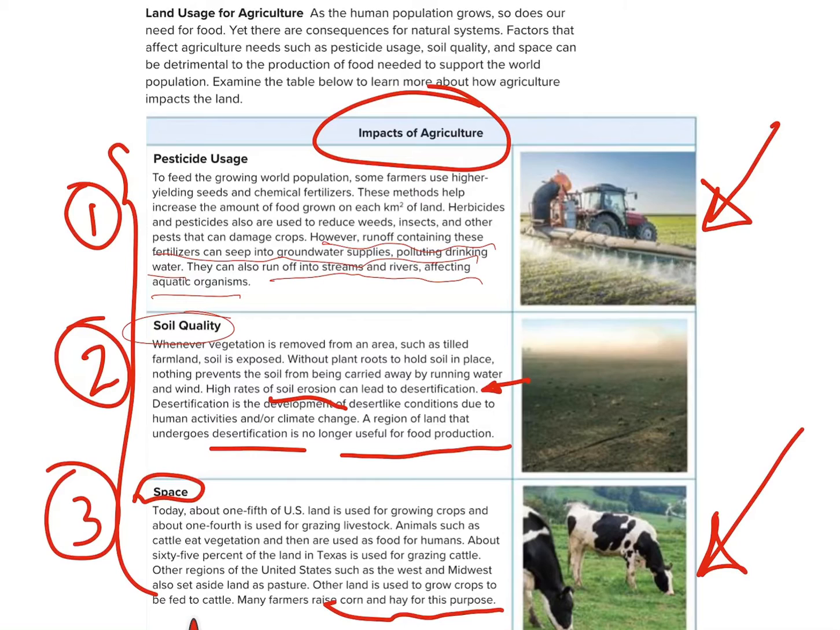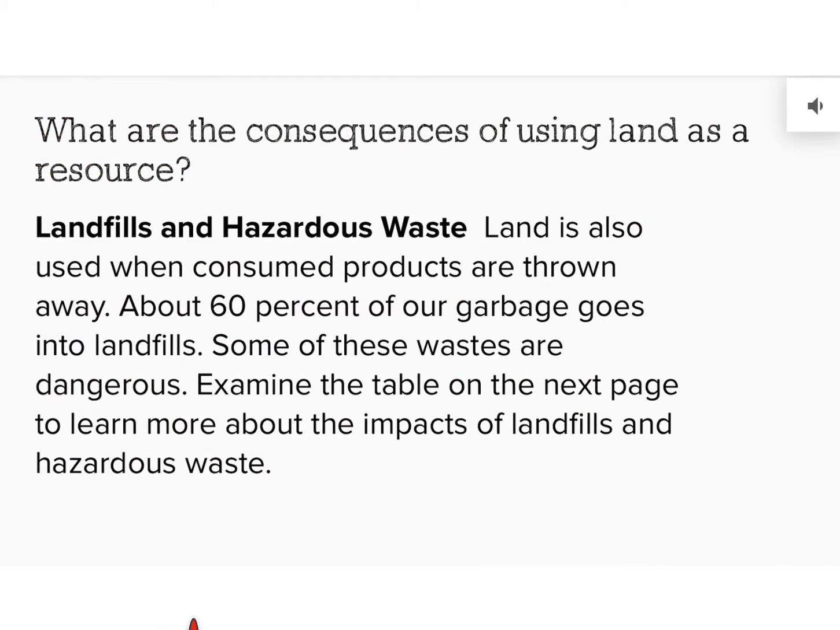So what do you need to know here? I want you to know here the impact of agriculture. It includes the pesticide usage, it includes the soil quality and space. Let's move to our second impact on land. The second impact is landfills and hazardous waste.